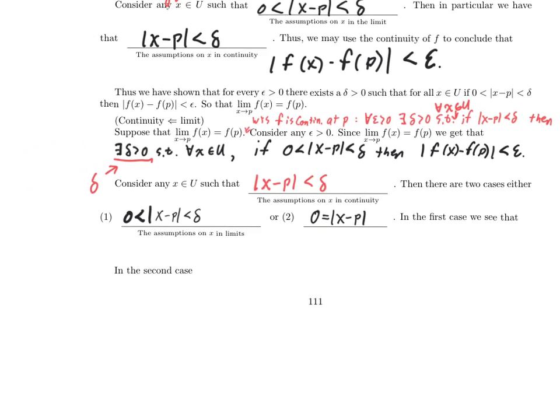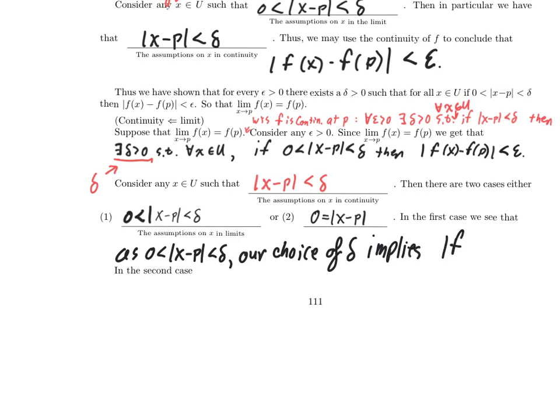In the first case, we see that as 0 is less than the absolute value of x minus p is less than delta, our choice of delta implies the absolute value of f of x minus f of p is less than epsilon, which is exactly what we need. So we're done in case 1. Let's think about what happens in case 2.